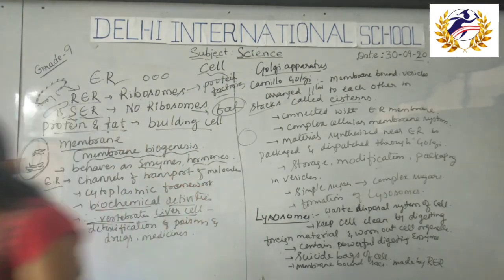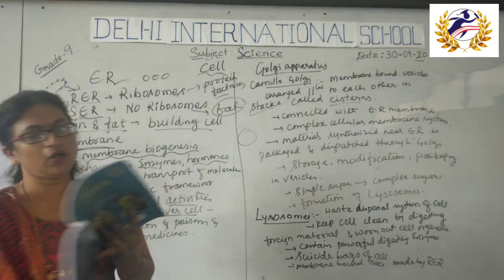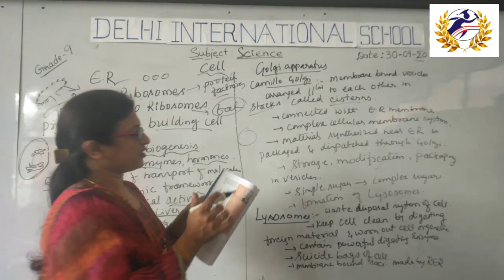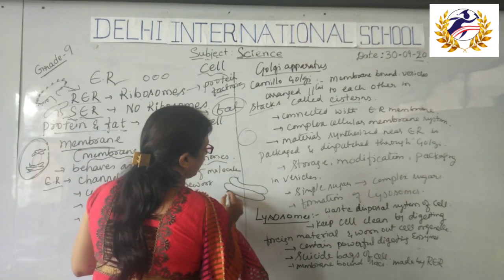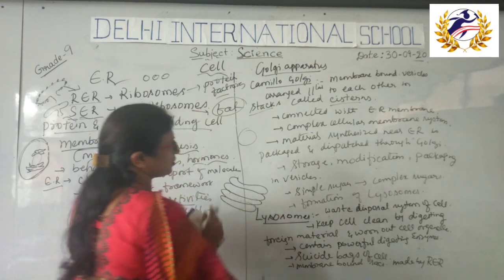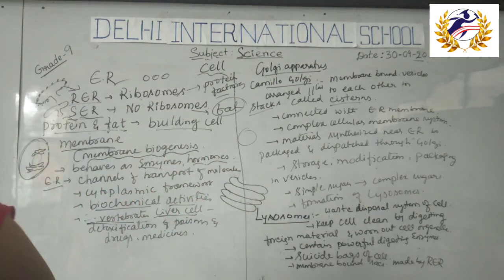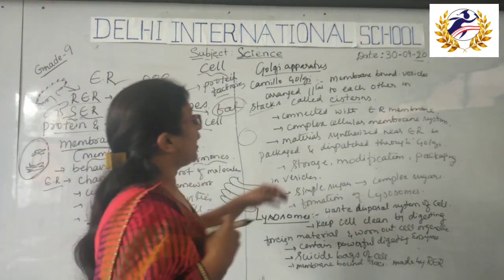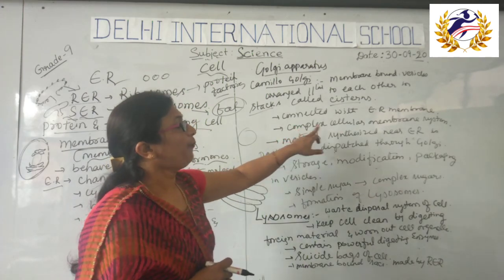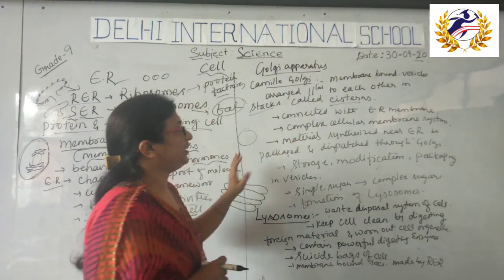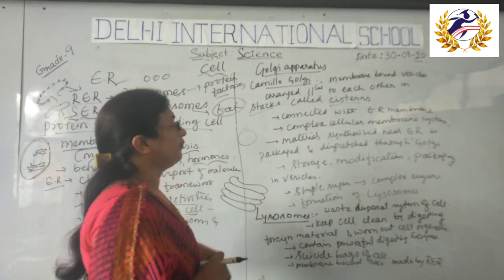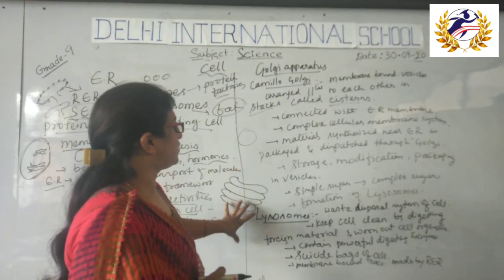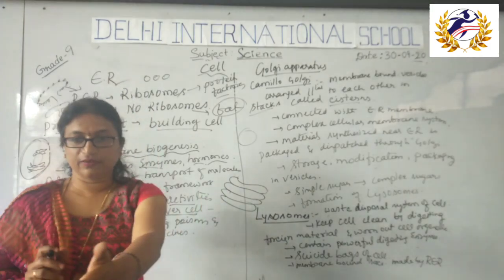In the textbook you might have seen the Golgi apparatus arranged like this, like a stack of coins. It is a complex cellular membrane system.